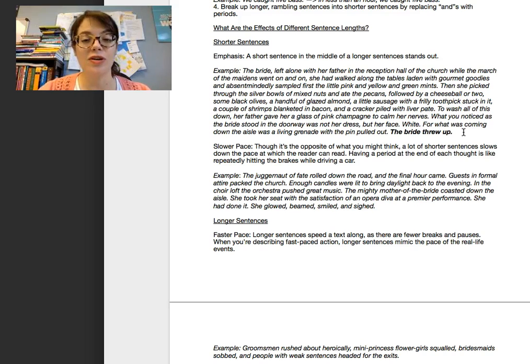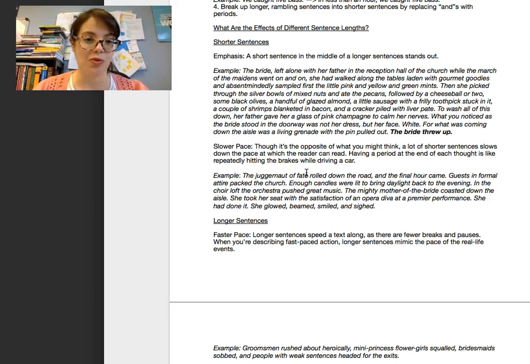All right, now shorter sentences can also make a slower pace in our writing, which is why we don't always want to have a bunch of really short sentences, because it kind of slows down the pace at which the reader can read. Because having a period at the end of each thought is kind of like repeatedly hitting the brakes on a car. Okay, but if you want the reader to really slow down, short sentences can be helpful. So if you're at a moment in your story where stuff is kind of slowing down, you want the reader to focus on each thing and kind of build up tension, using a lot of short sentences can do that well.